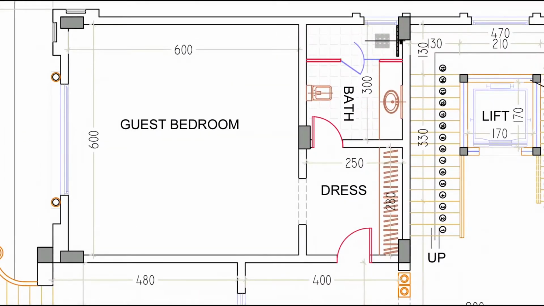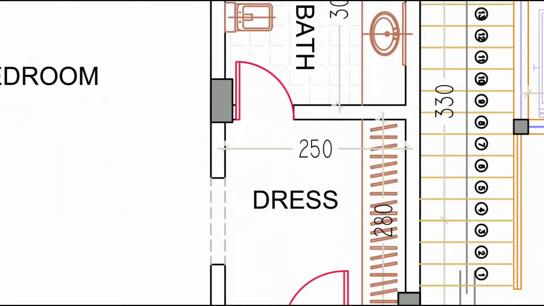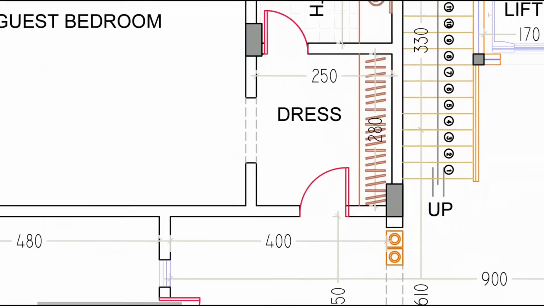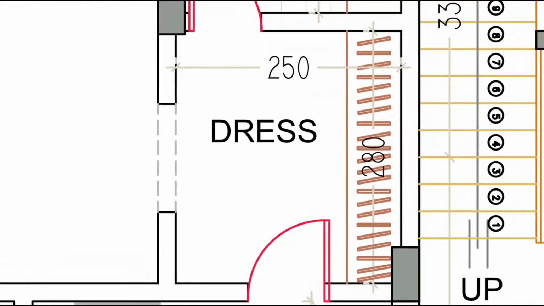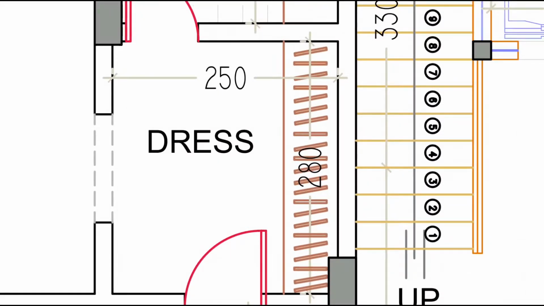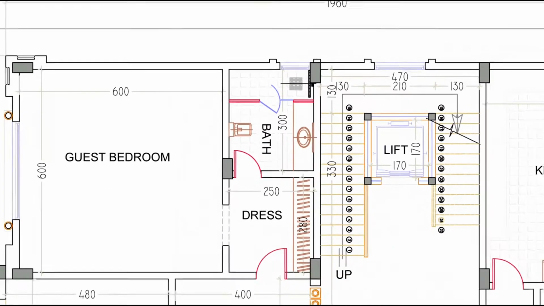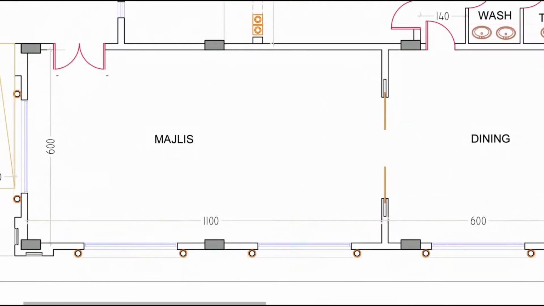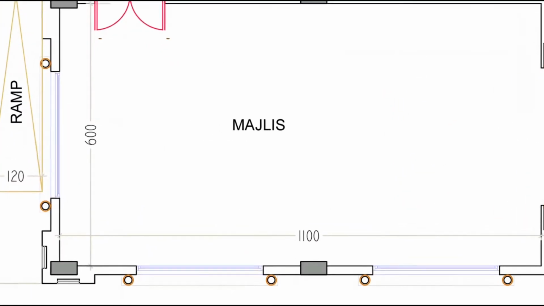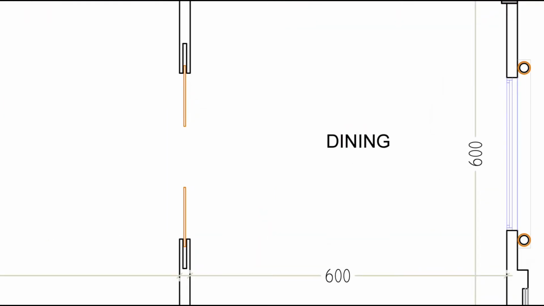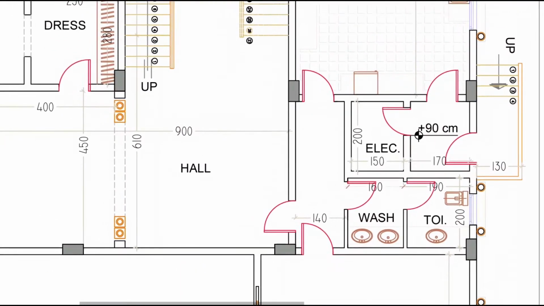So we will see this guest bedroom, 600 by 600 centimeter. So this dress area and this bathroom, 280 by 250, and this side 300 by 250 bathroom. In this guest room we are entering here. This is our cupboard and this is open arch and this is bathroom. We are getting this side, this big majlis hall, 600 by 1100 centimeter, and this is dining, 600 by 600 centimeter. Then again we are getting here this side.